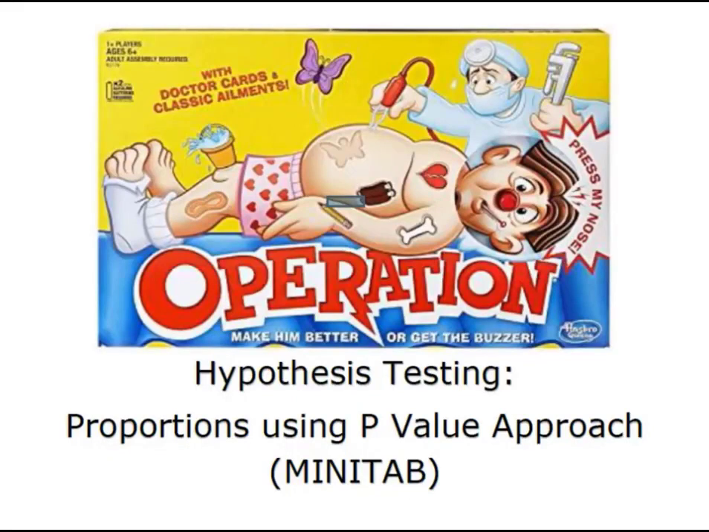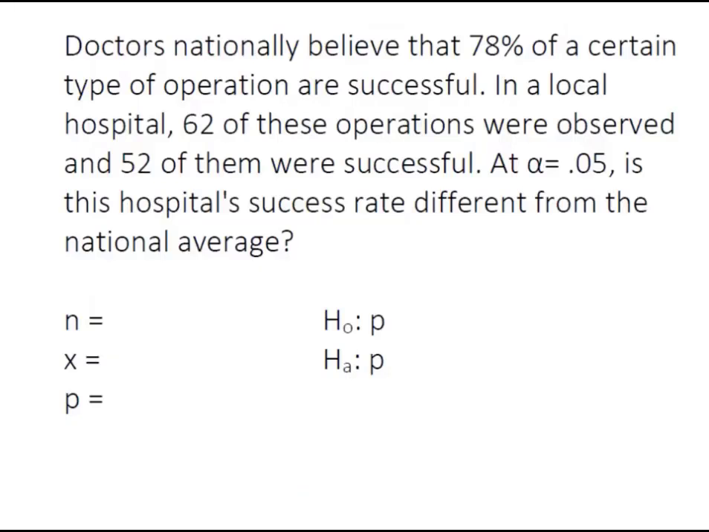Hey everybody, it's Professor Williams, and we're going to conduct a hypothesis test for a proportion. We're going to use a p-value approach and let Minitab do the work for us. Doctors nationally believe that 78% of a certain type of operation are successful. In a local hospital, 62 of these operations were observed, and 52 of them were successful. At an alpha equal to 0.05, is this hospital's success rate different from the national average?